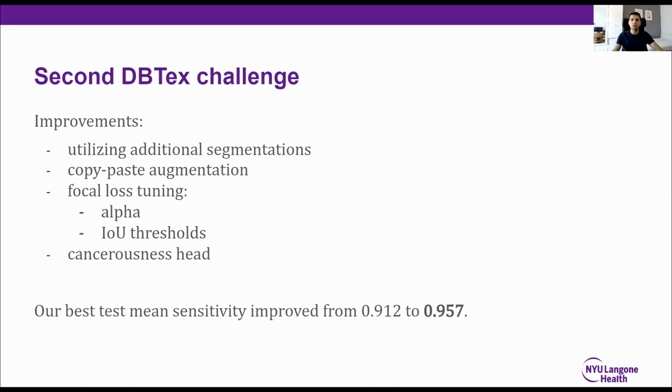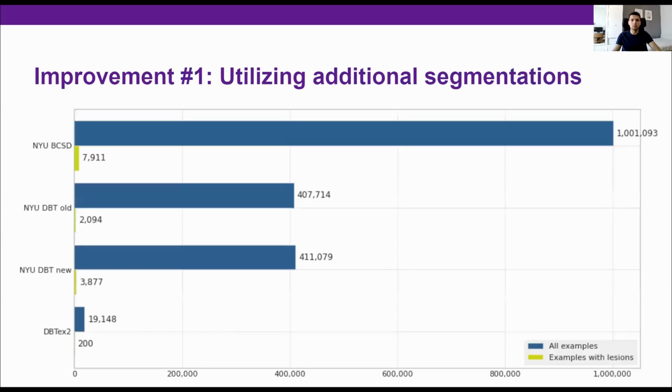In the current second edition of the DBTex challenge, we have introduced several changes to our solution. The changes include the utilization of extra segmentations, copy-paste augmentation, change of the parameters in the focal loss function, and the introduction of an additional classification head. These changes increase our mean sensitivity to 0.957, which reduced our test error from the first DBTex challenge by more than half. In the following slides, I will go through the changes, one by one.